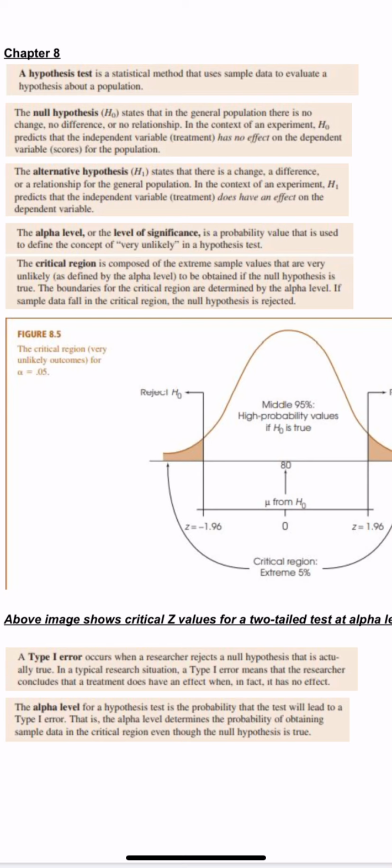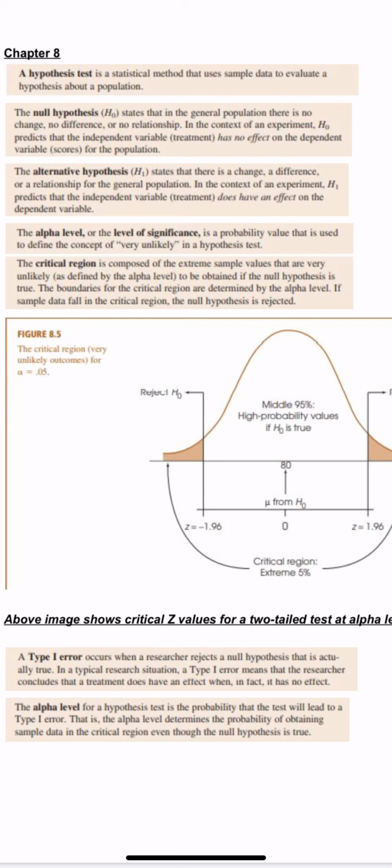The null hypothesis states that in the general population, there is no change, no difference, or no relationship. In the context of an experiment, H0, that's what it's labeled as, predicts that the independent variable, which is the treatment or the manipulated variable, has no effect on the dependent variable, the scores, or whatever we're measuring for the population. The null hypothesis in a research study is what we write when we say that we're not going to find any significant result between whatever we're measuring.